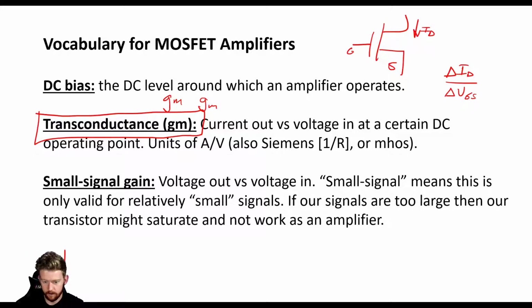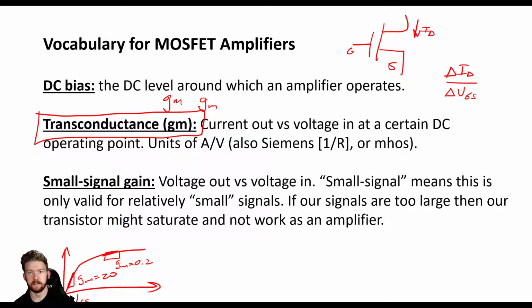Okay, now this does depend on where we are operating. If you remember, we might have something that looks like this. If this is our VGS down here on the bottom, and this is our ID, this graph looks really linear. So our GM might be a constant, something like 20. But over here, it starts to taper off. It still looks a little bit linear, but its slope is a lot smaller. So for a big change in VGS, we might only get a little change in current. So GM might only be something like 0.2. Okay, so transconductance, GM, does change depending on where you are working this amplifier, and that's something we're going to have to remember.